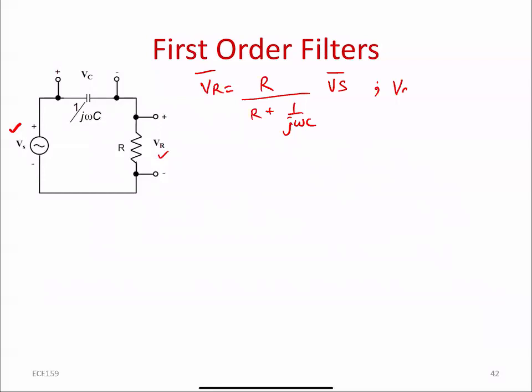And what is the voltage across the capacitor? Using the voltage divider rule, it is 1 over j omega c over R plus 1 over j omega c times the source voltage.